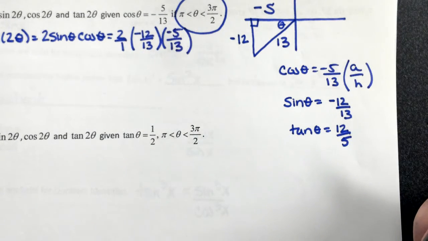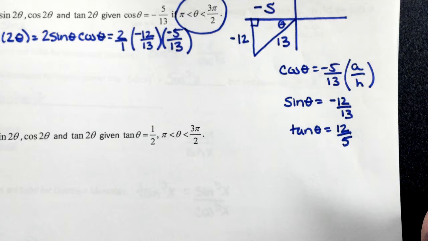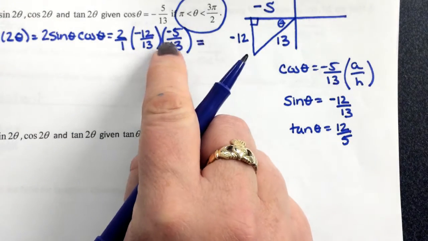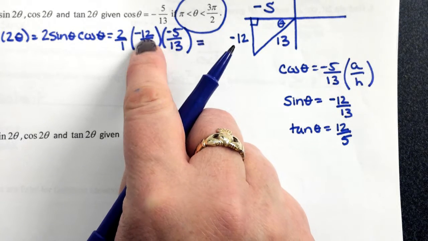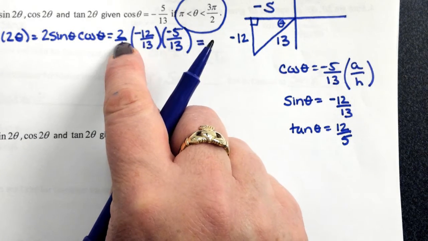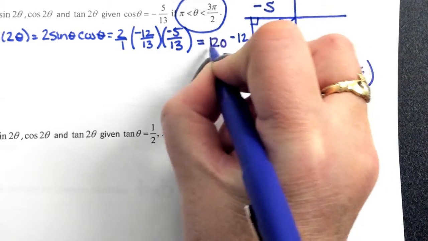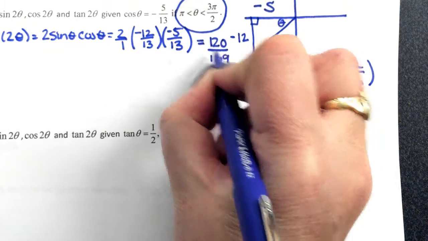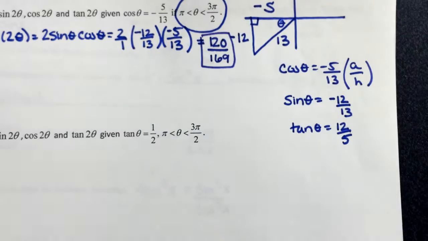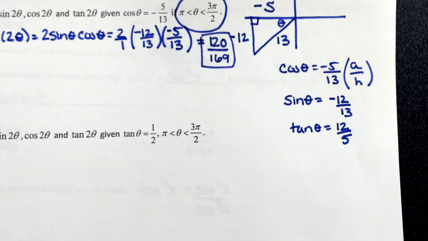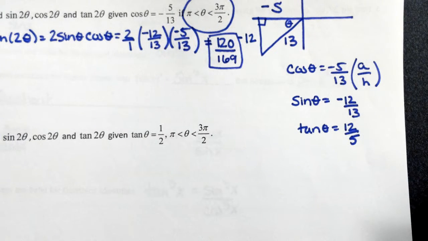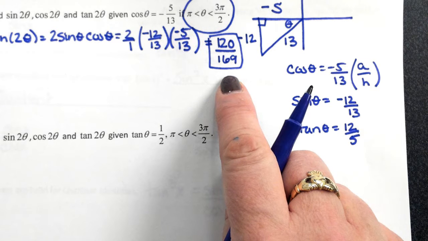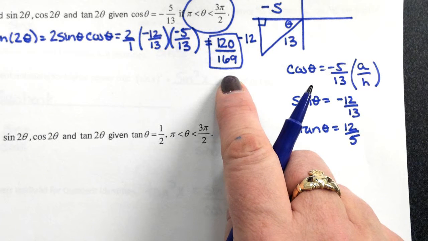If you can multiply 2 fractions together, you can multiply 3 fractions together. Remember, you just multiply straight across. Negative 5 times negative 12 is 60. 60 times 2 is 120. 13 times 1 is 169. So there's your double angle for sine. Again, we can't reduce the fraction. Reduce if you can, but you can't reduce 120 over 169. So any questions on using the sine double angle formula? You'll probably find that they're a little bit easier to use than the sum and difference.